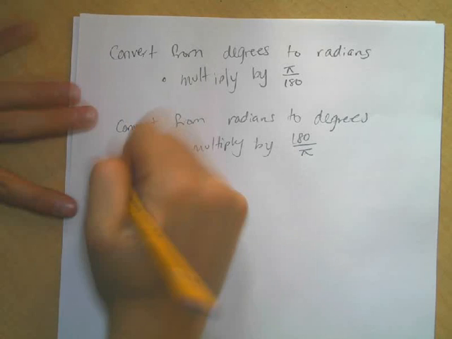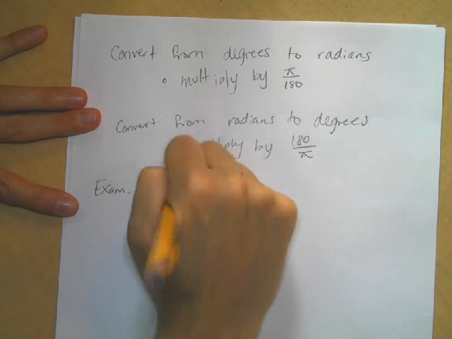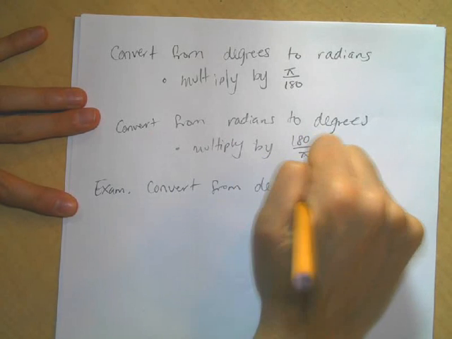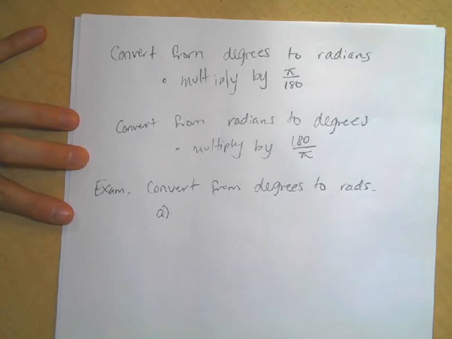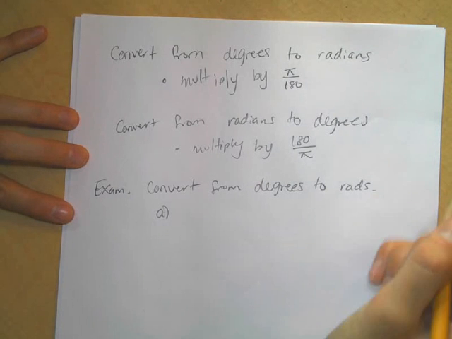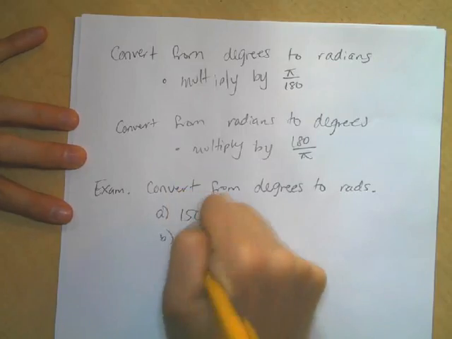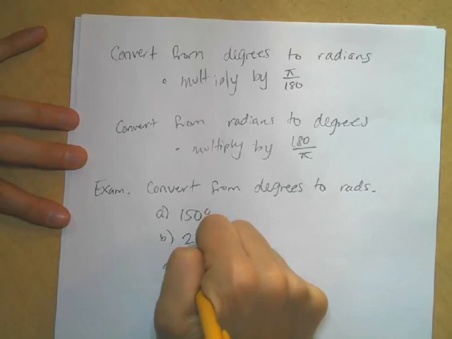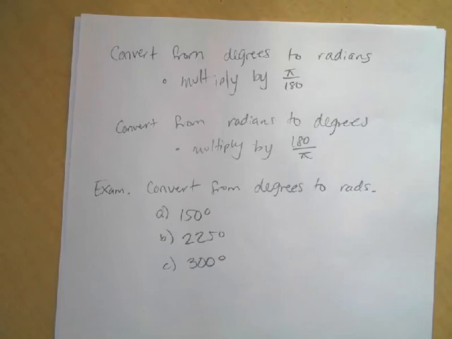So let's say, for example, they say, let's do some convert from degrees to radians. And they have, let's say, 150 degrees, 225 degrees, 300 degrees, for instance. Okay, so when we convert from degrees to radians, what do we do?